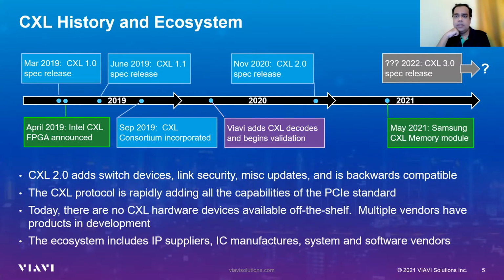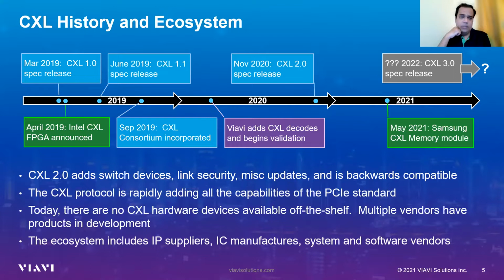It did include new features such as link switching and switching devices, link security was added, and there were a large variety of miscellaneous updates and clarifications. And of course, CXL 2.0 supports full backward compatibility to CXL 1.0 and 1.1, just like PCI Express. Today, we are looking forward to the release of CXL 3.0 sometime this year. The important message here is that the CXL protocol has been rapidly expanding and adding a lot of features.